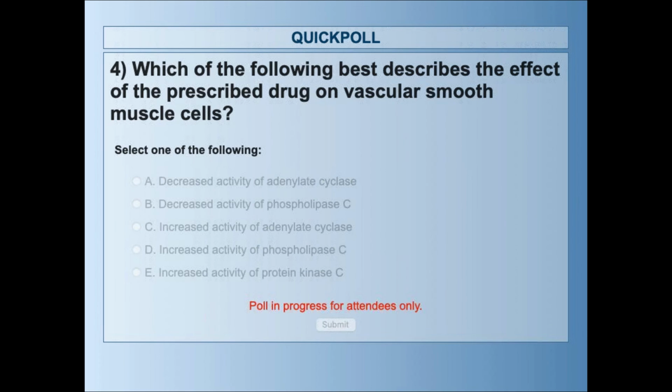Okay, about 60% of you have voted. Everybody needs to answer this last one. Come on, guys, you don't want to sit on your hands here for question number 4. Go ahead and take your shot.